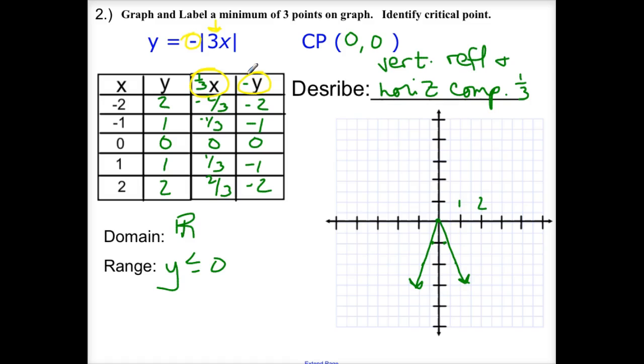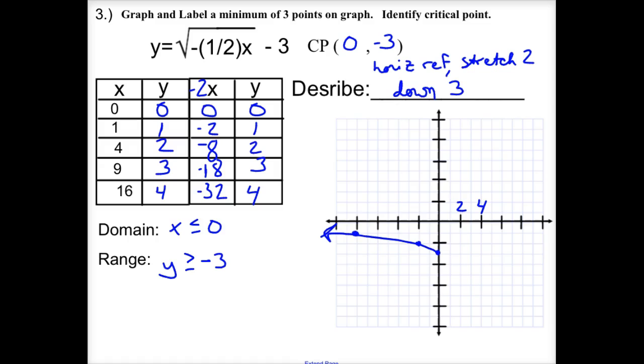So I plotted my critical point on the graph. My critical point was 0, 0. And then because we didn't have a shift, the second set of values in our table were ordered pairs to plot on the graph from the critical point. Domain for an absolute value function is all real numbers, and that doesn't change regardless of the transformation. And if we look at our graph, because of that vertical reflection, our y values are all less than or equal to 0.